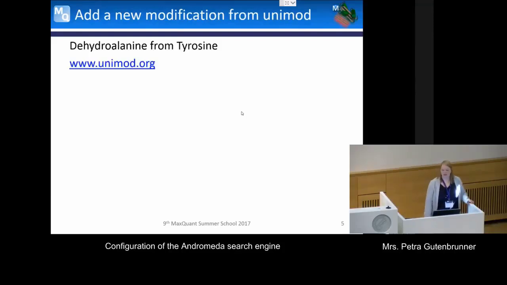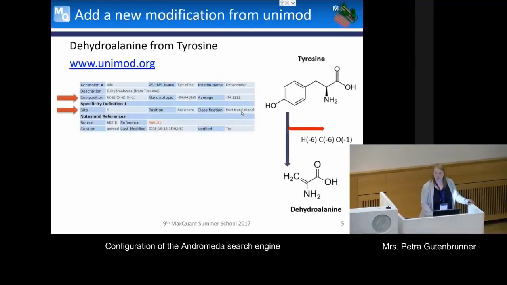So let's start with the first assignment, where we add a new modification. As an example, we just picked the dehydroalanine from tyrosine. As I mentioned, Unimod is a very good address to find all this information for additional modifications. Just a brief view of how the information looks on Unimod. You can see here the name, but I will also explain it in detail. You have tyrosine, then the modification, and you end up with dehydroalanine. So I would suggest we go directly now to Unimod to get this information.